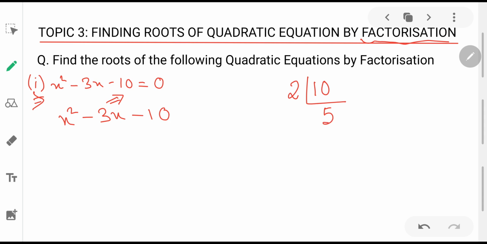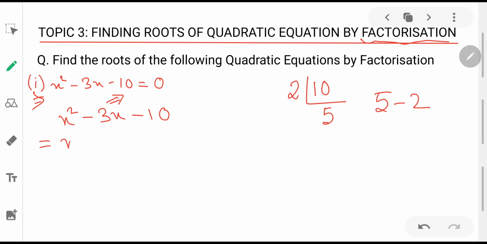Now, see, from the factors you have to add or subtract them in order to get the middle term, and when you multiply the factors, you should get the term which is 10 here. Now, if I do 5 minus 2, we will get how much? 3x. So, we can take 5 minus 2 here.